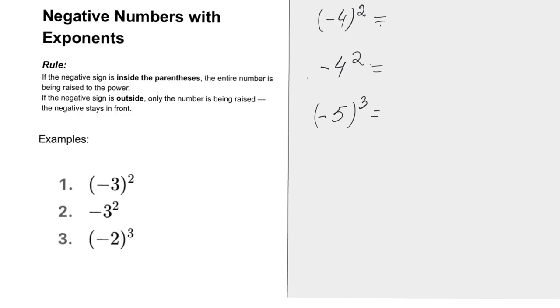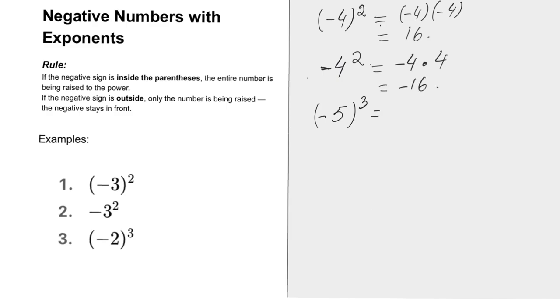Okay, so let's go ahead and try this. (-4), this means if it's inside the parentheses, the entire thing is raised to the power. The base is raised to the power of 2, which will equal 16, and it will be +16 because our exponent is an even number. So -4 raised to the second power means -(4 times 4), which will equal -16.